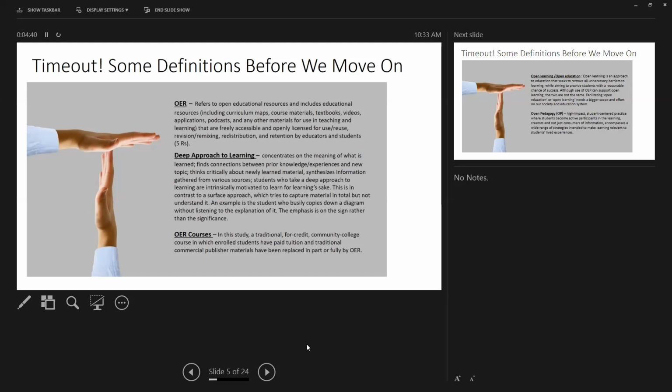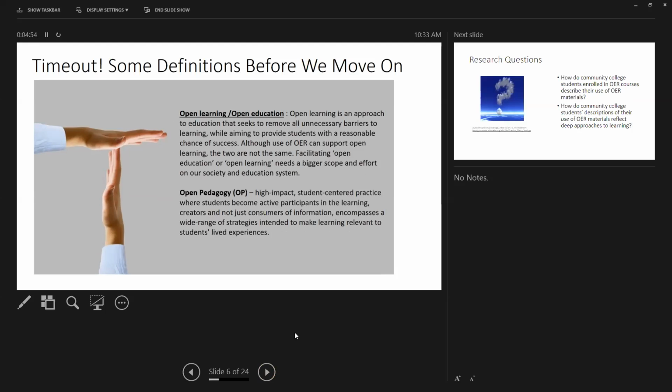In this study, OER courses were traditional for-credit community college courses students paid tuition to be in, and in which the traditional commercial publisher materials had been replaced in part or fully by OER. You'll also hear me talk about open learning or open education, and that's a theory or an approach that seeks to remove all barriers to learning.